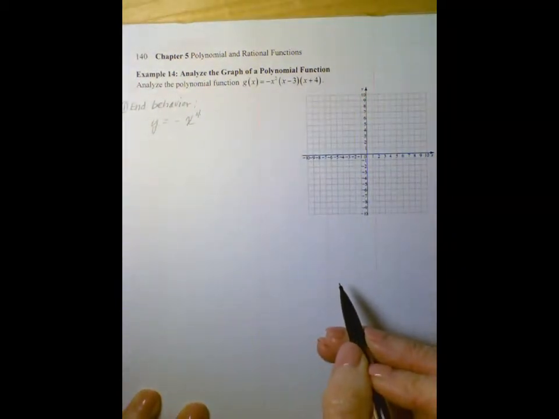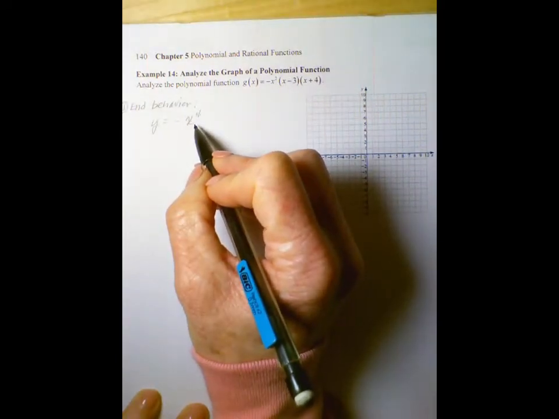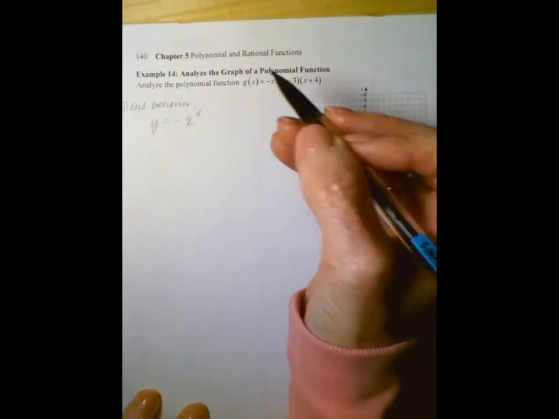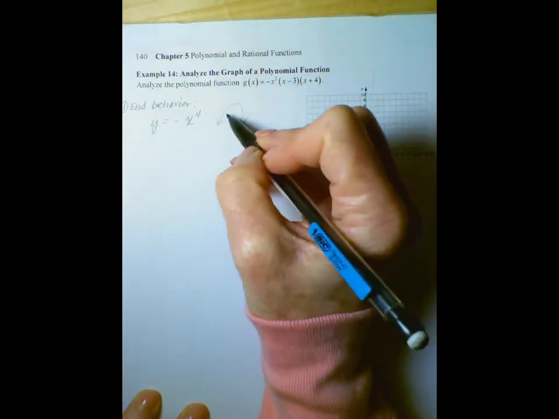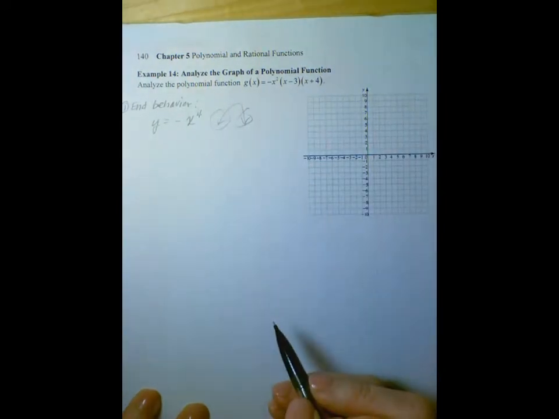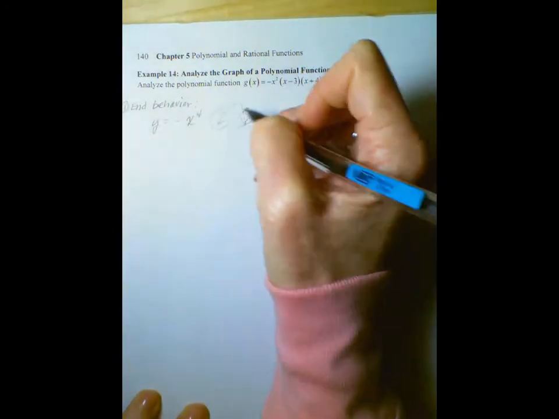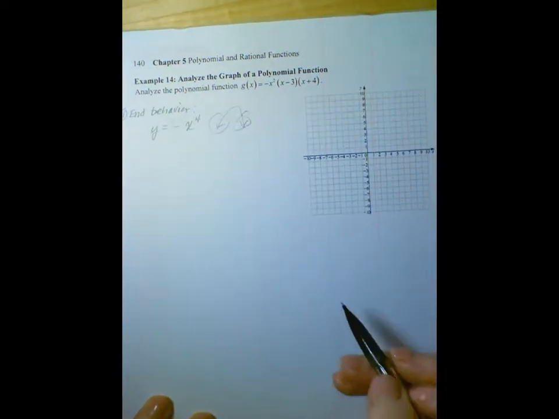Okay, so what does the end behavior look like for that? Well, that's our upside down parabola, isn't it? So we know on either end, we should see that. That's what we know. And there'll be some interesting things going on between. Okay, that was the first thing.